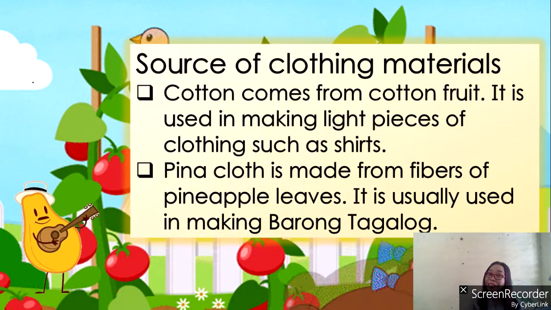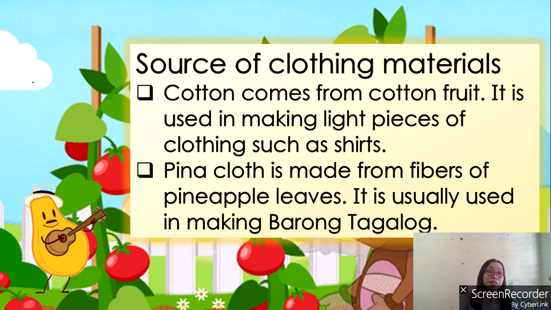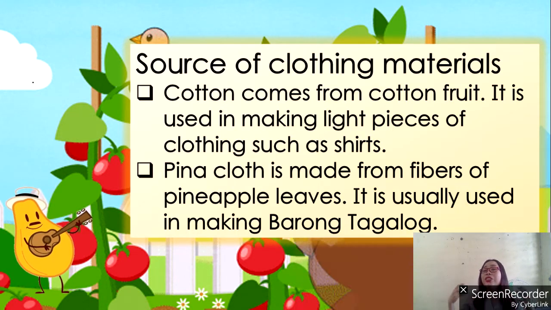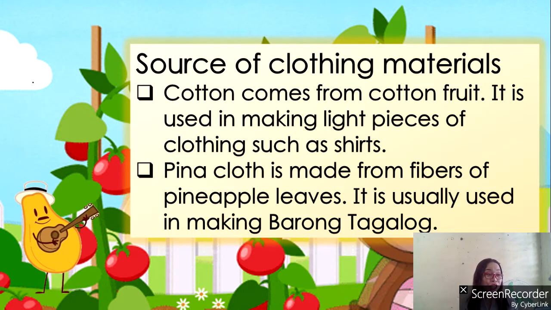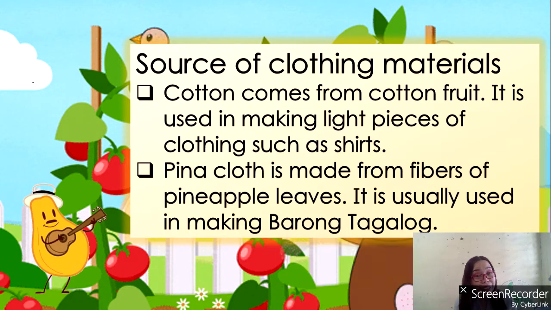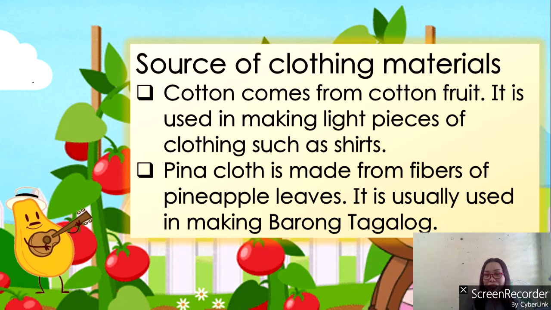And the last one, plants could also be a source of clothing material. Cotton comes from the cotton fruit, so it is used in making light pieces of clothing such as shirts. So your cotton shirt comes from a plant, all right? It comes from the fruit of the cotton plant.